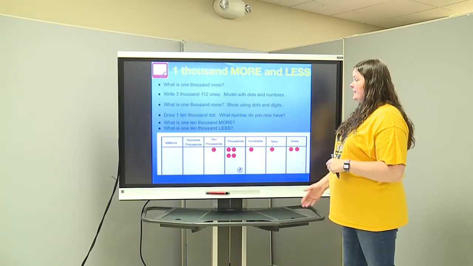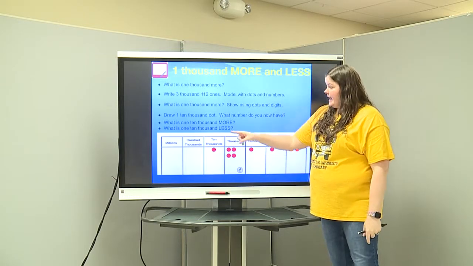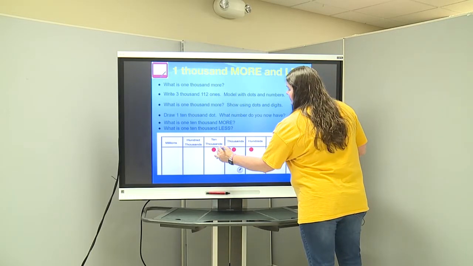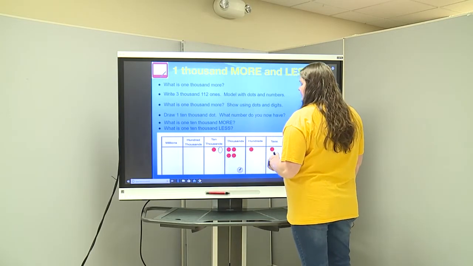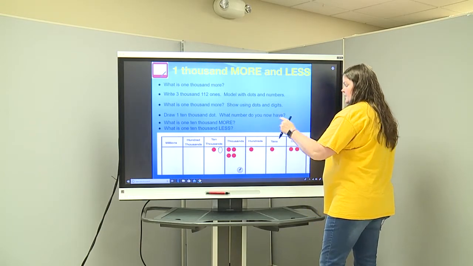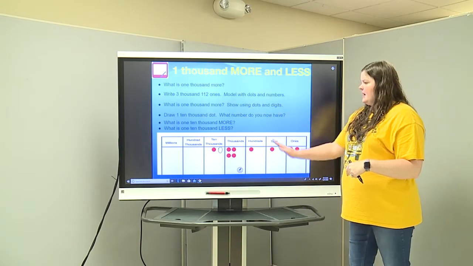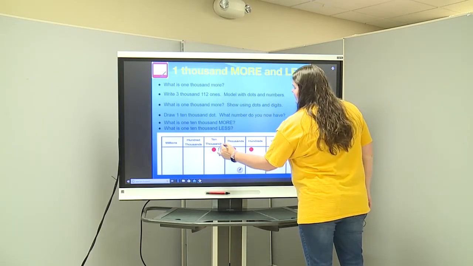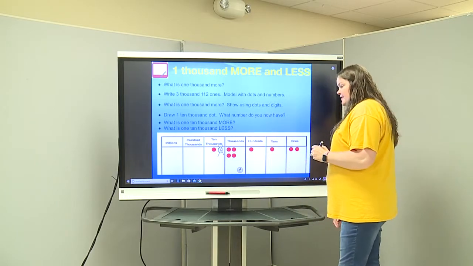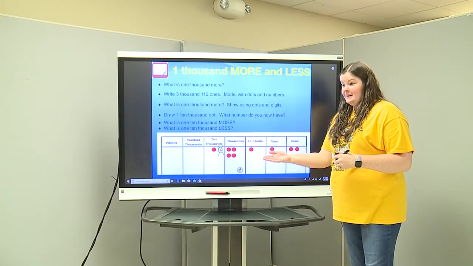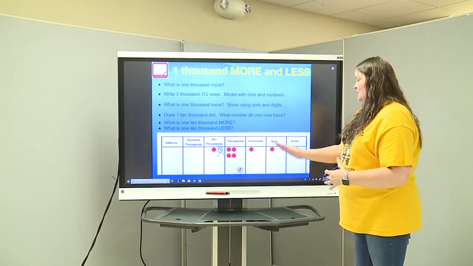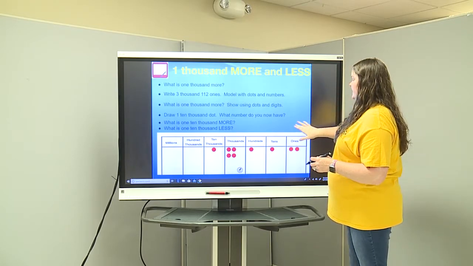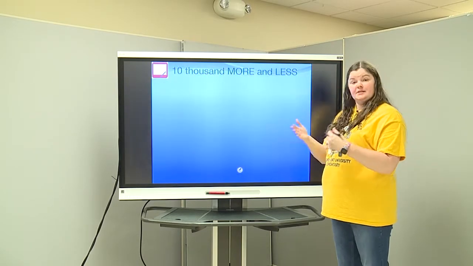Now, if we stopped there and added one more 10,000, it would be 24,112. But the last part says, what is 1 10,000 less? Again, if we took out that 10,000 that we just added, it would go back down to 14,112. So we can use the place value chart to add and subtract as well.